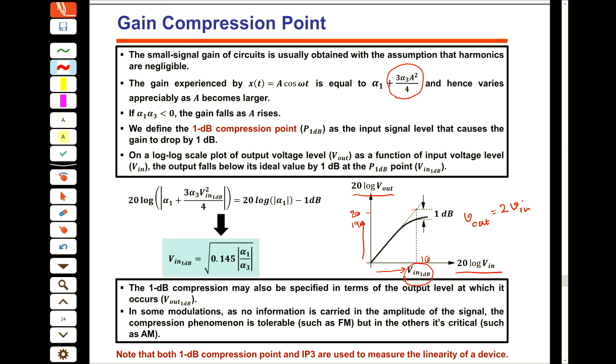Is this compression because of the higher order components? Yes. So the value for alpha 3 is very low, okay? But as this term increases by increasing the amplitude of the input signal, then at higher amplitudes of the input signal, it shows its influence, okay?